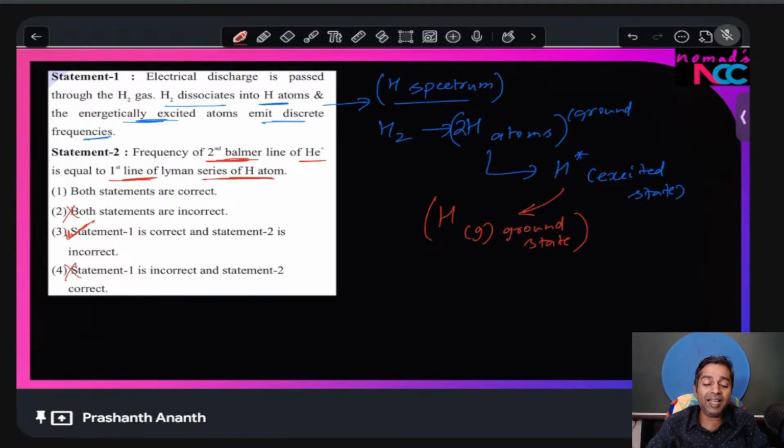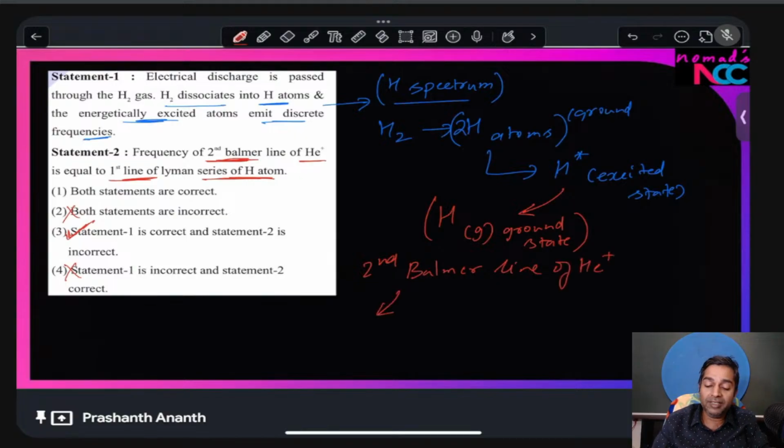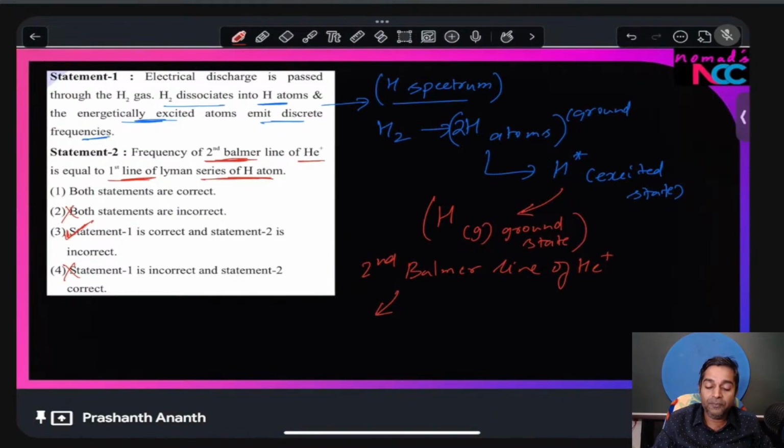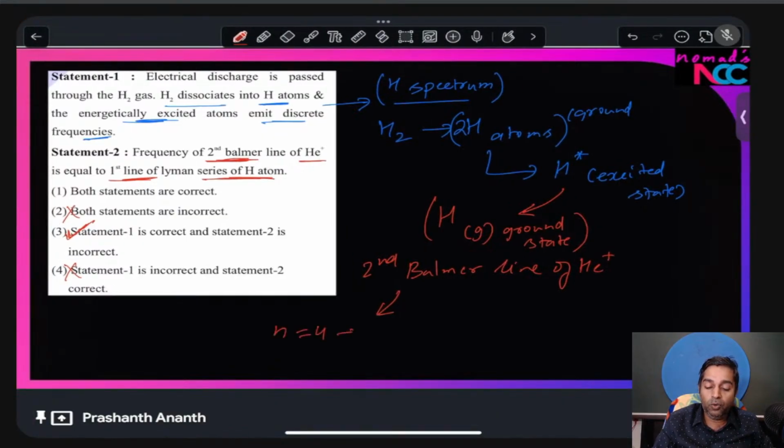So frequency of second Balmer line. Let's see what that really means. Second Balmer line of helium plus 1. Balmer first line is n equal to 3 to n equal to 2 transition. Balmer second line is n equal to 4 to n equal to 2 transition. And it is for helium plus 1, so Z is going to be equal to 2.